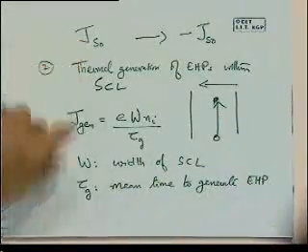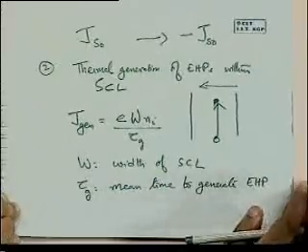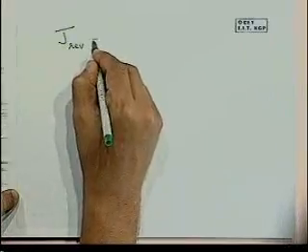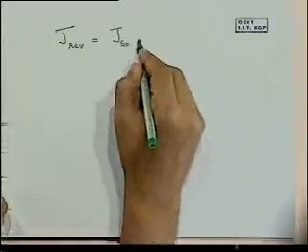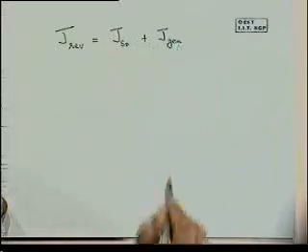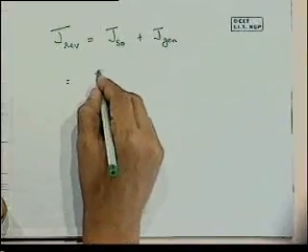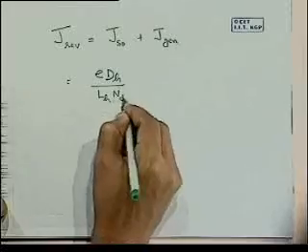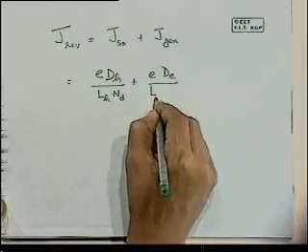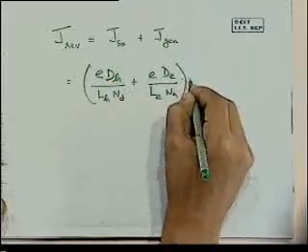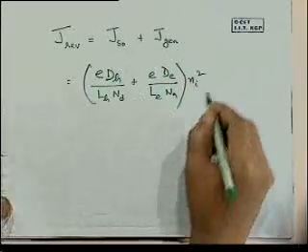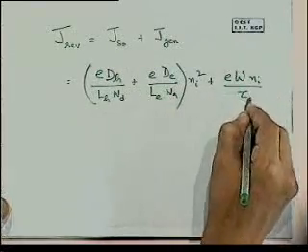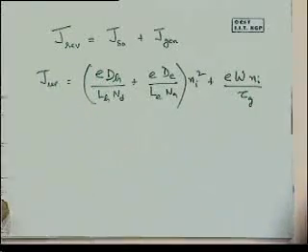And we already have an expression for J S naught. So the reverse current can then be written in terms of these two. It is J S naught plus J gen. And using the expressions that we had earlier, e D_h by L_h N_D plus e D_e by L_e N_A times n_i squared, which was the expression for J S naught, and we just had an expression for J gen. So this is the reverse current that we have.